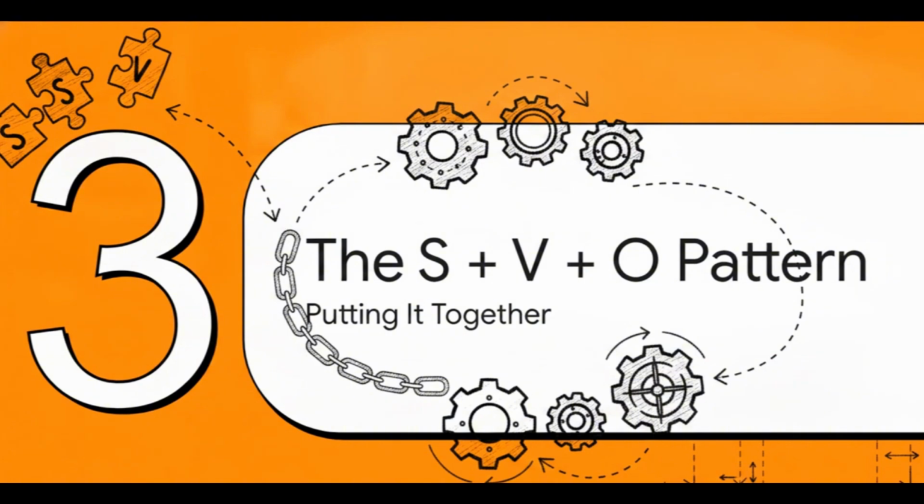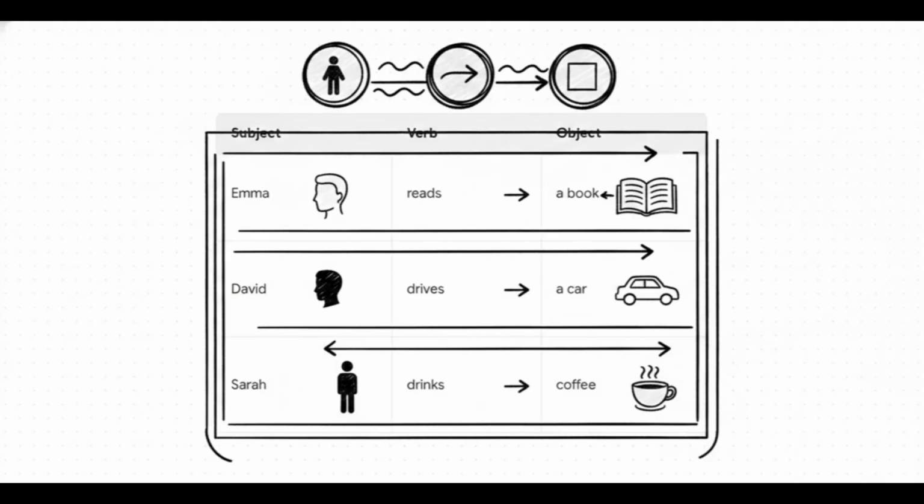Section 3. The S plus V plus O pattern. Putting it all together. English absolutely loves consistency, and it almost always keeps this exact word order. Think about how neatly sentences line up when we use this. David drives a car. The teacher explains a lesson. The children play football. Sarah drinks coffee. Notice how in every single one of those scenarios, the sentence follows the exact same logical progression. The person doing the action comes first, the action itself is right there in the middle, and the thing receiving the action sits firmly at the end.